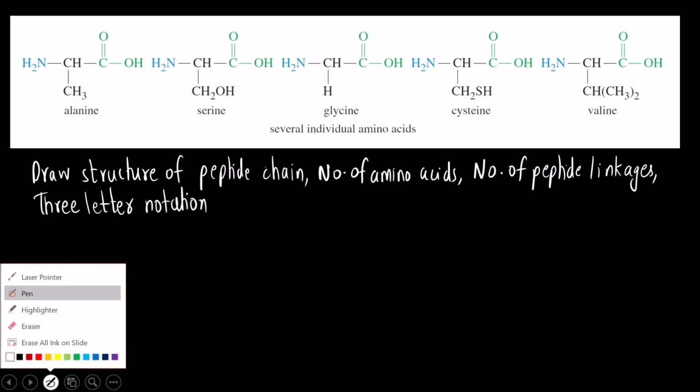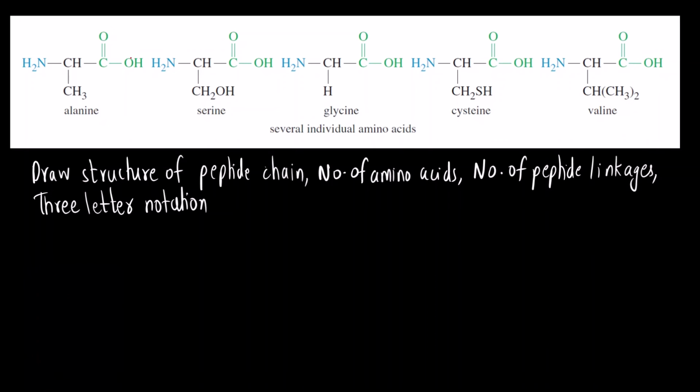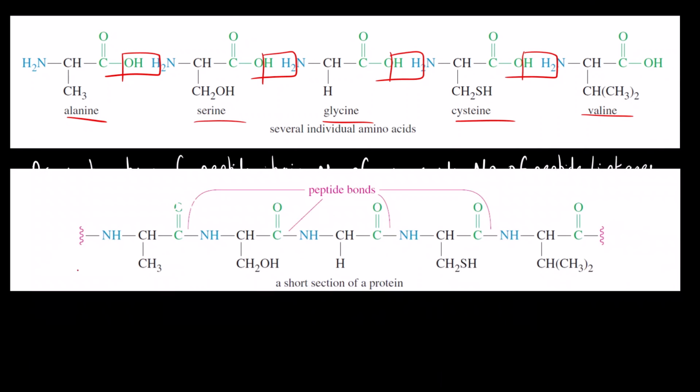So what exactly happens? You can pause. I will tell you the answer. Water will be removed. There are a total of how many amino acids? There are a total of 5 amino acids: alanine, serine, glycine, cysteine, valine. So 4 water molecules will be lost, and this is the final structure that we get.